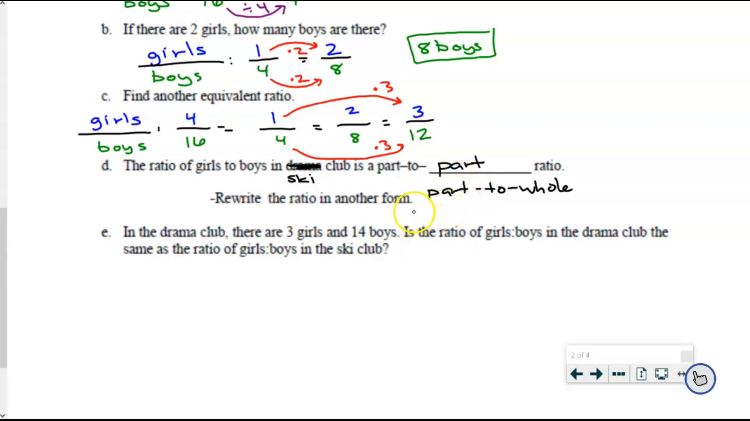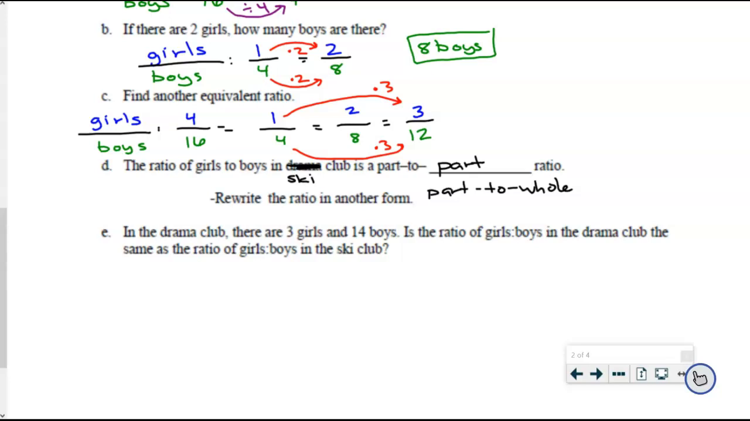You could, but that's just typically not what we would do. That's why it's called part to whole instead of whole to part ratios. Is it wrong? No. Is it standard procedure? No. Does that make sense? Okay. What did you write?